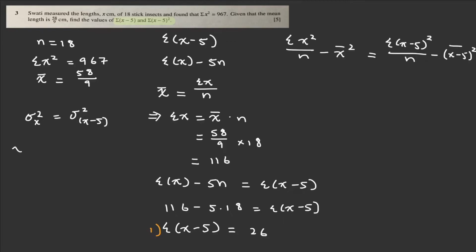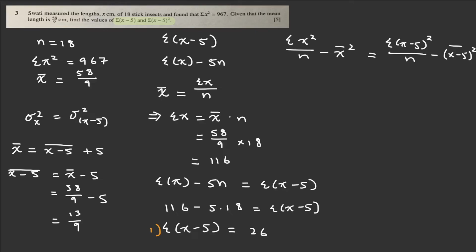Well, we know that our x bar is the same as x minus 5 bar plus 5. Once again, we can prove this mathematically, but that's for another time. Just know that this is actually true and valid. So from this, we know that x minus 5 bar is the same as x bar minus 5, which is 58 over 9 minus 5, which equals 13 over 9, I believe.